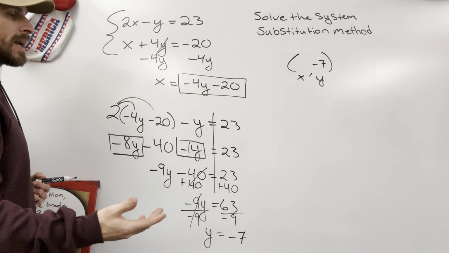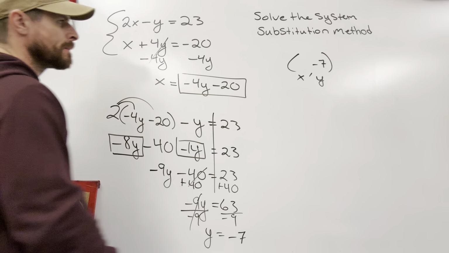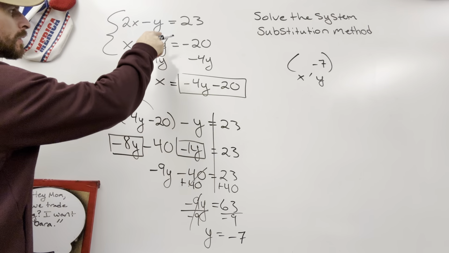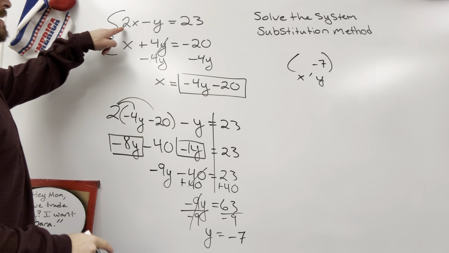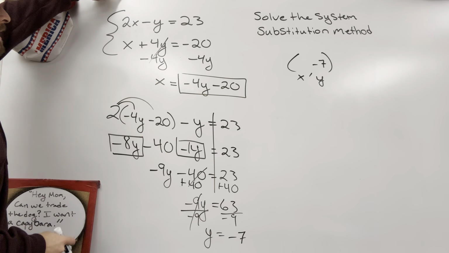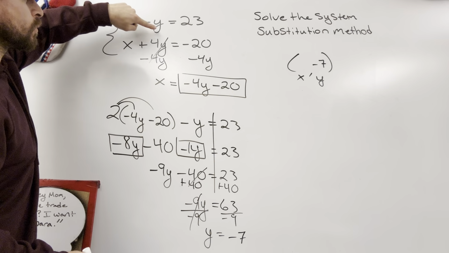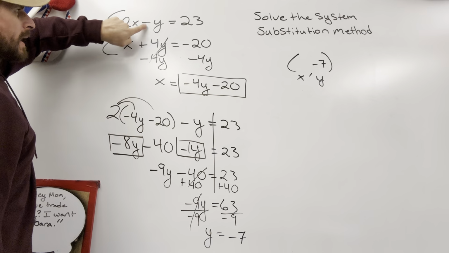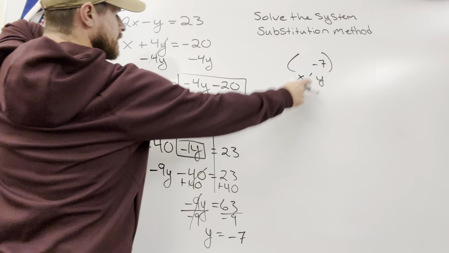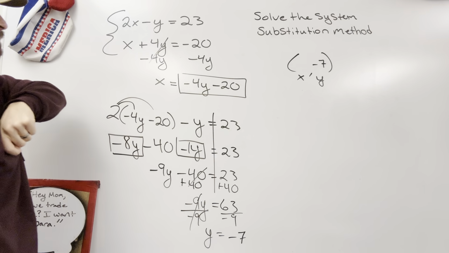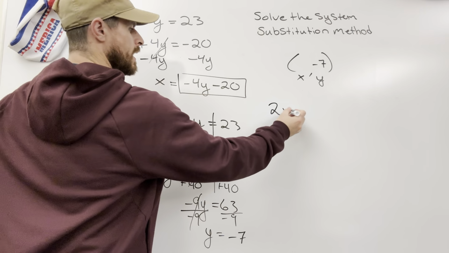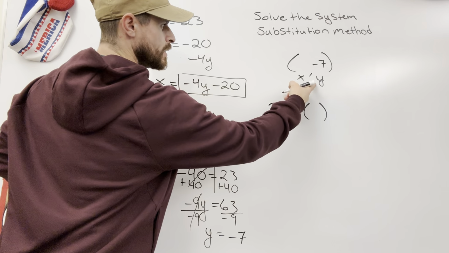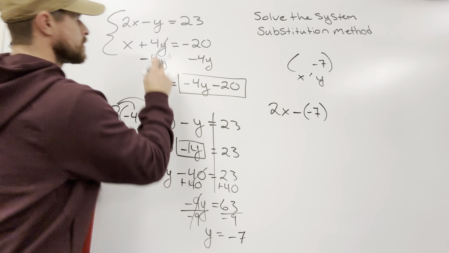Now the last and final step, usually one of the easier parts of this problem, is just taking this number and putting it either there or there. I think the top one's going to be easier to work with, so I'm just going to say 2x minus y, but instead of y, I'm going to say minus -7, because my y value is -7. Okay, let's do that.